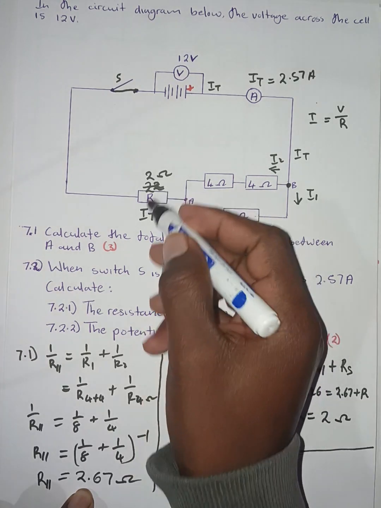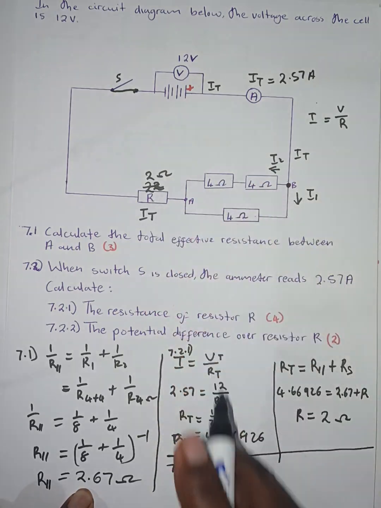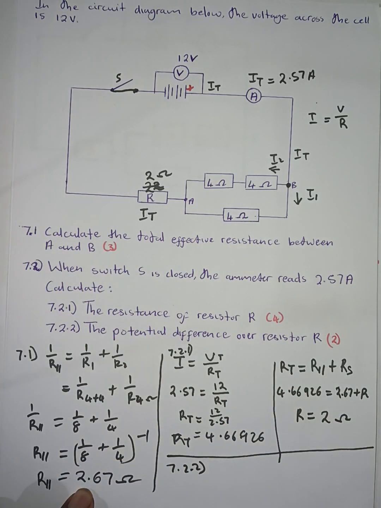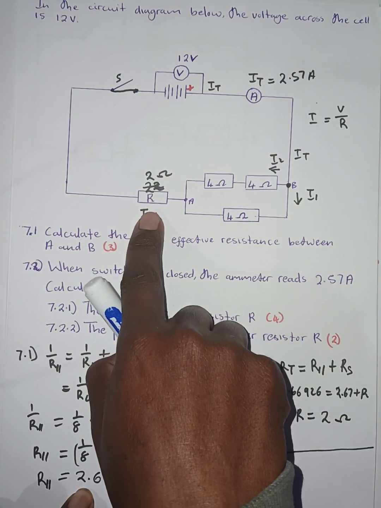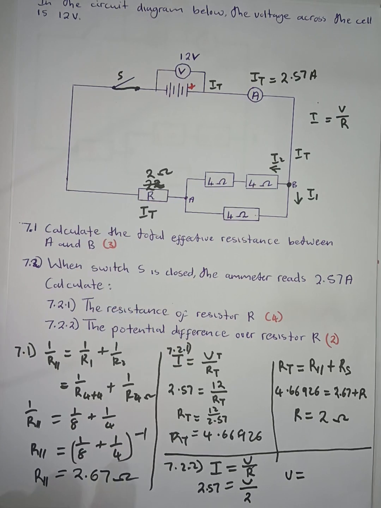Again, we know the resistance of that resistor. We know the current, but what they want is the potential difference. They want the voltage across that resistor R there. So we're going to say I is equal to V divided by R. We know the current to be 2.57. We are looking for the voltage, the potential difference, so we leave that open. But we know the resistance of that resistor to be 2, right? If you cross multiply there, you're going to find your V, the voltage. Let me just put that in my calculator.